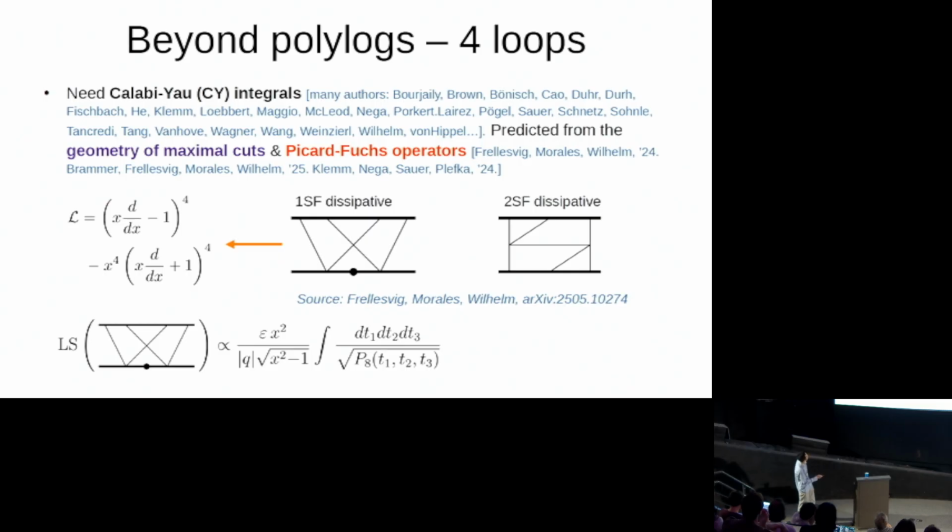Now at 4-loop order, and I won't go into any details, but in the recent 2 years, people have found many fascinating things. For example, in these papers, which look at the geometry of maximal cuts and Picard-Fuchs operators, people predicted that you will get Calabi-Yau periods as integrals appearing in your post-Minkowskian predictions.